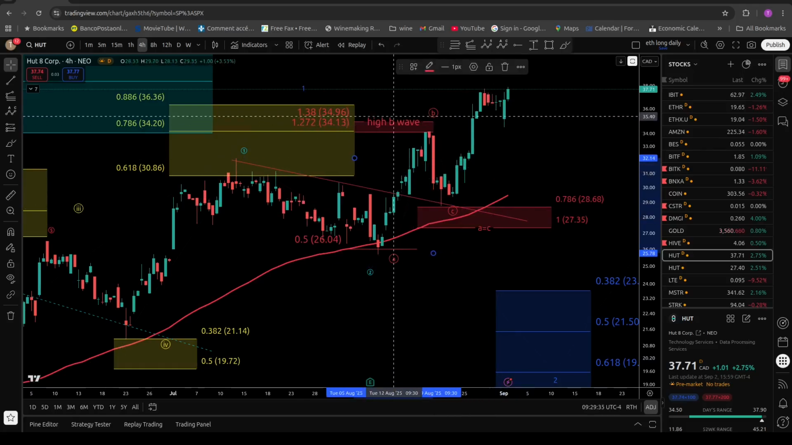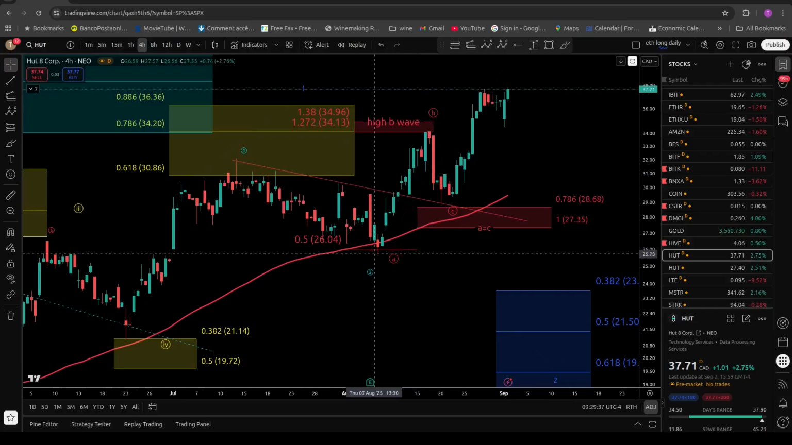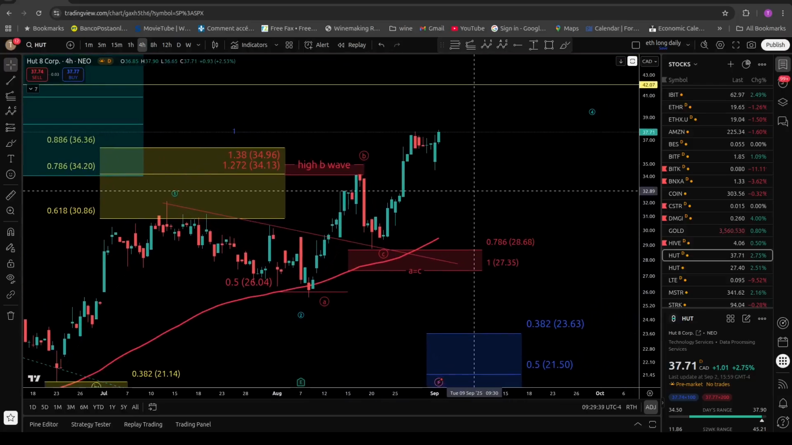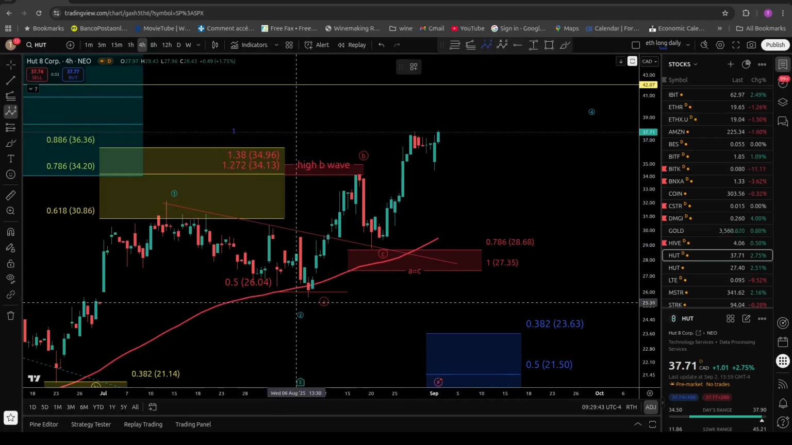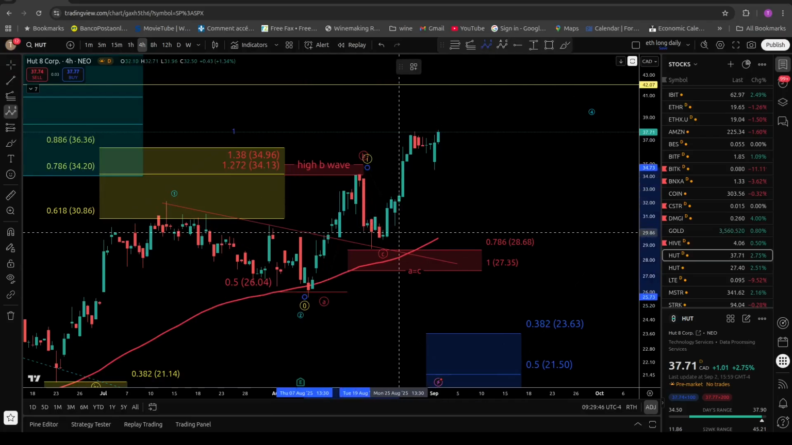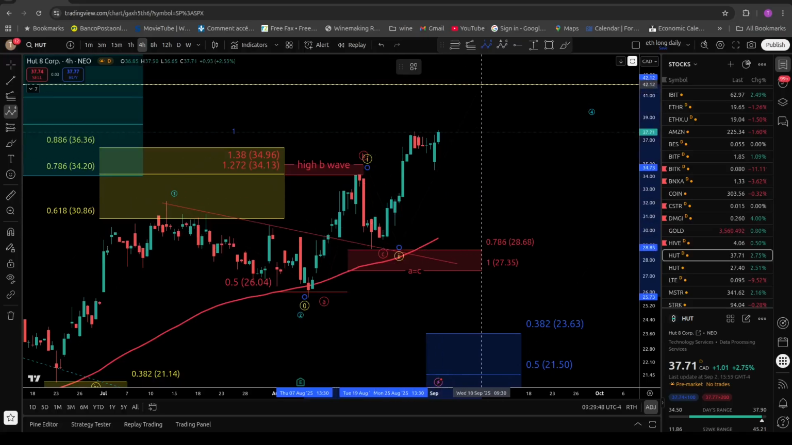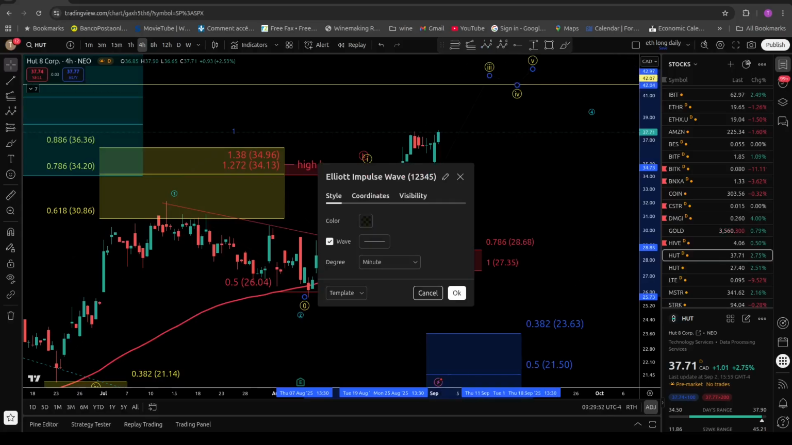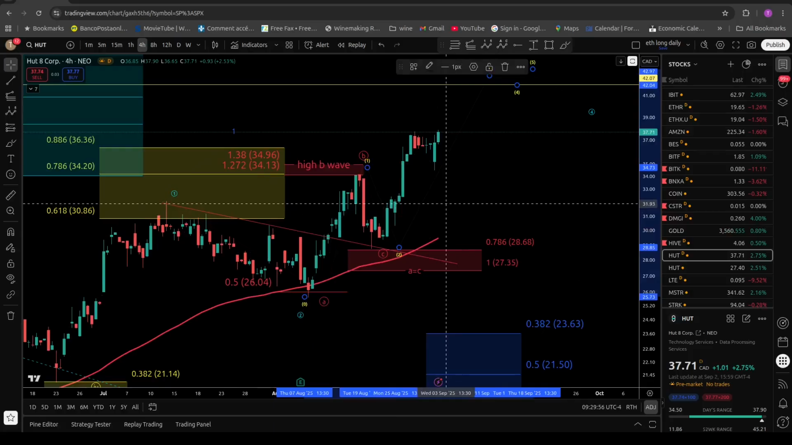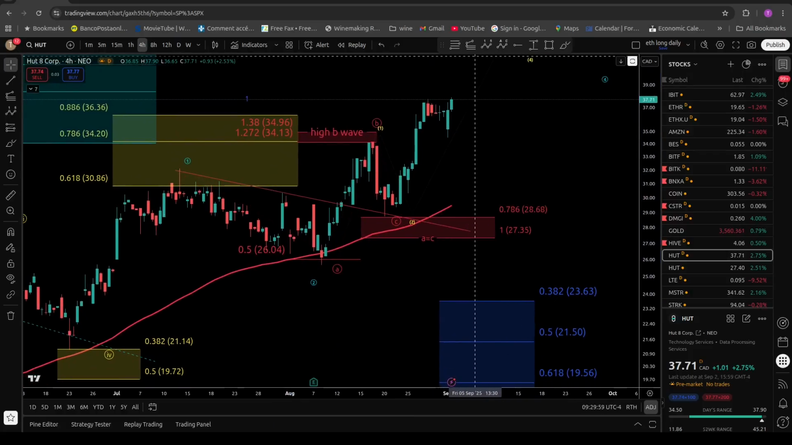This B wave. But now I'm going to start to work on this scenario that this is a 1, 2, and we're working on the third, and then fourth and fifth. Need to change the degree. Okay, so let's go for it.